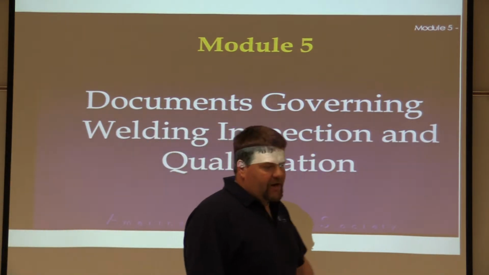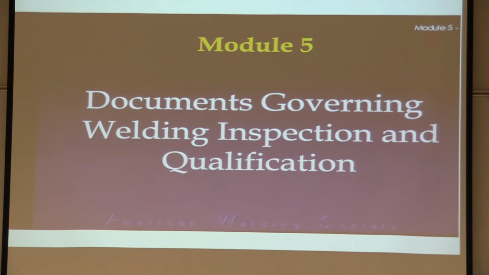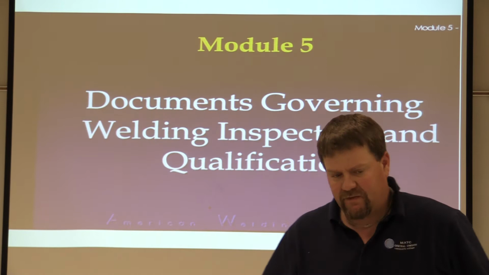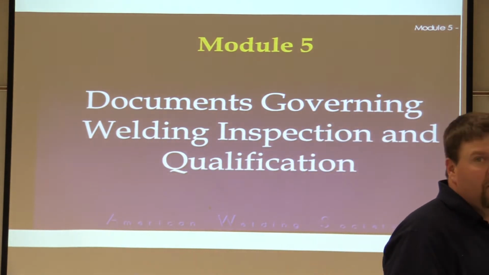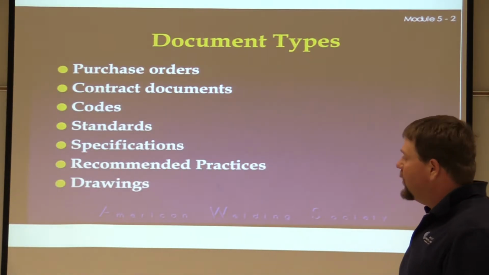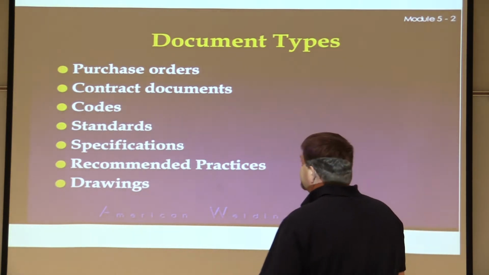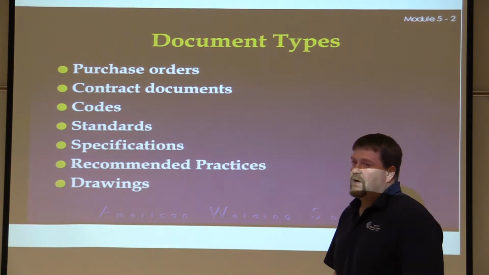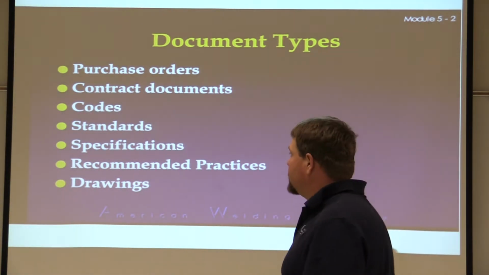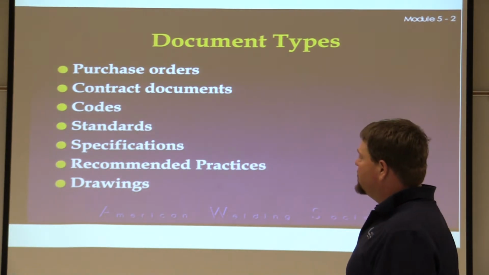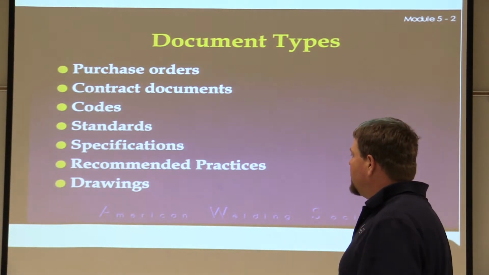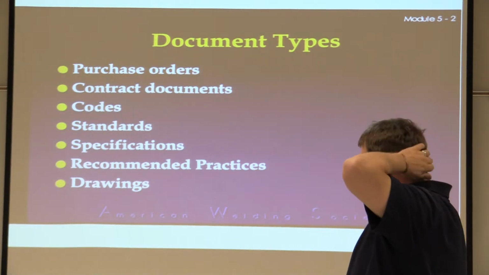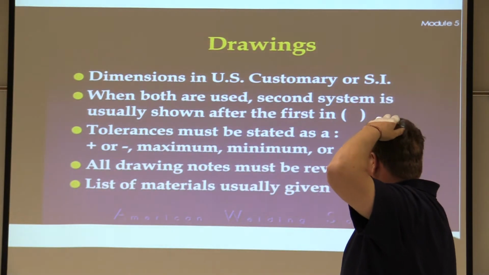A lot of things to cover today. Number one, we're going to start with documents. This stuff is tedious and boring, but it's very important to understand the differences between all the different documentation, okay? All this stuff matters. It really does. Purchase orders, we start talking about separation, equipment control, material control, so forth. Contract documents, codes, standards, specs, the differences between all of them, how they apply, and versus recommended practices and drawings. We start out basically on the drawing section, okay?